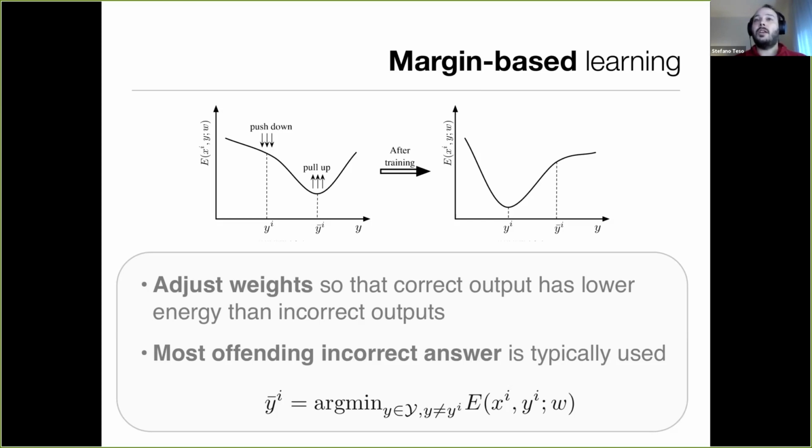Typically, this is achieved by running an iterative procedure in which you iteratively select examples, decrease the energy of the correct output, and increase the energy of the worst offending output. So, for instance, the output that is wrong, but has the lowest energy among all the wrong outputs.